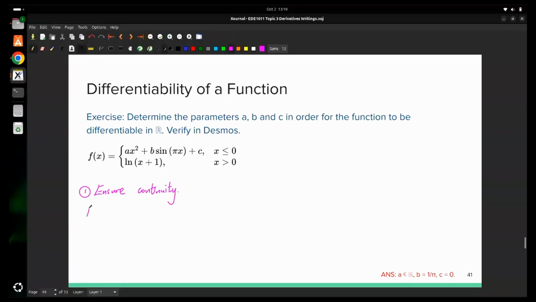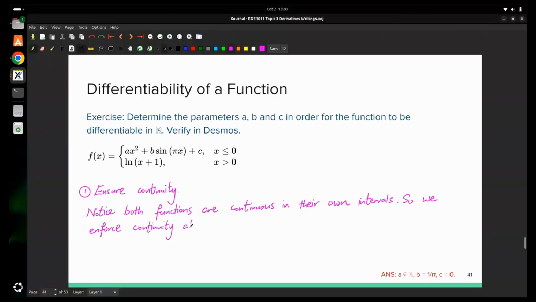Okay? So let's write. Notice both functions are continuous in their own intervals. So we checked. So we enforce continuity at x equals to 0. Okay? So it's only at x equals to 0, we need to make sure the two functions are continuous. Okay, which is not difficult because we're just going to make sure that the left function, so maybe I underline in blue, must be equal to the right function. Okay, left function must be equal to the right function at x equals to 0.